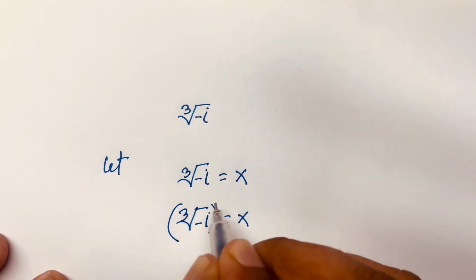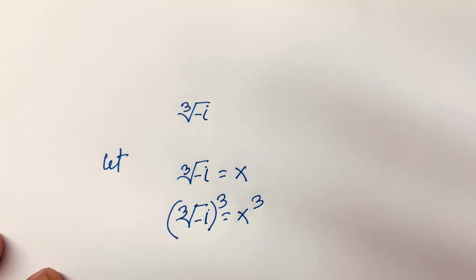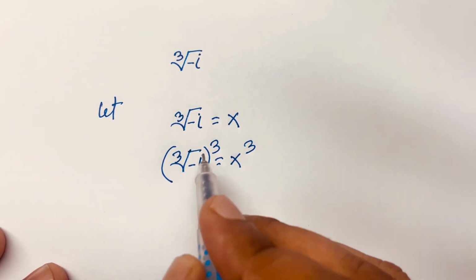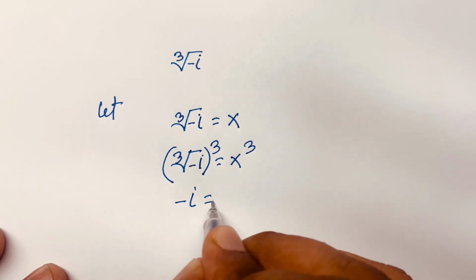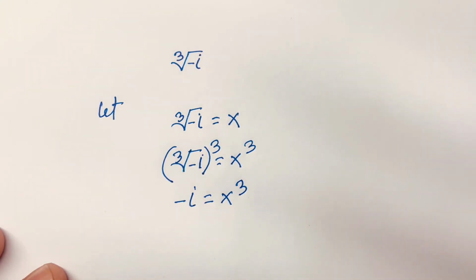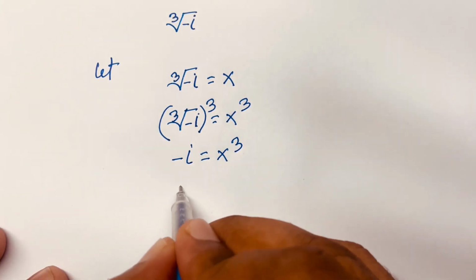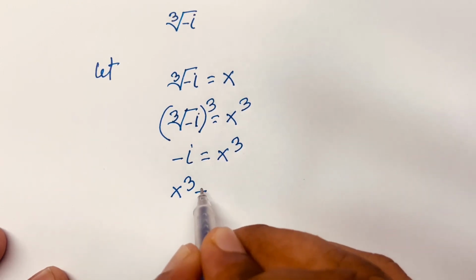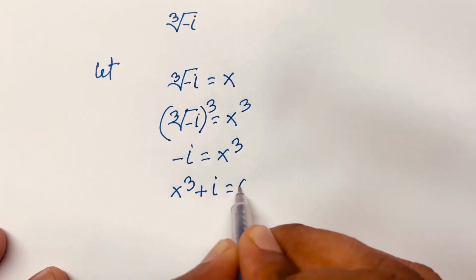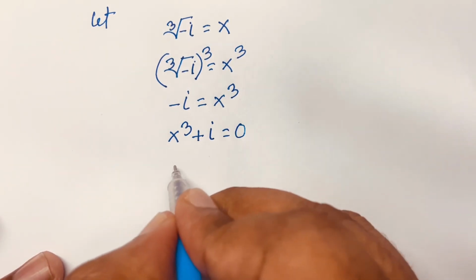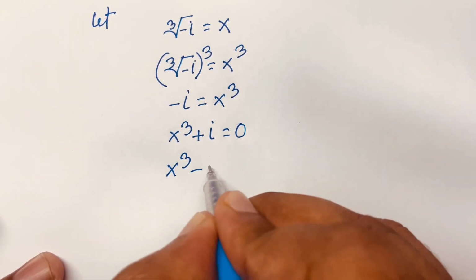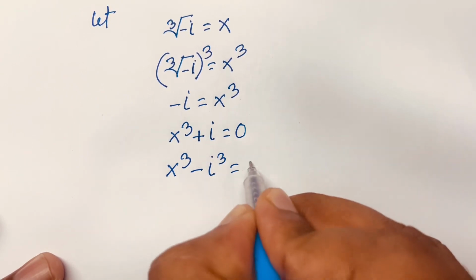I take the cube of both sides. Then the cube root cancels, so we find minus i is equal to x cubed. Then this equation becomes x cubed plus i is equal to 0. Then I can say x cubed minus i cubed is equal to 0.